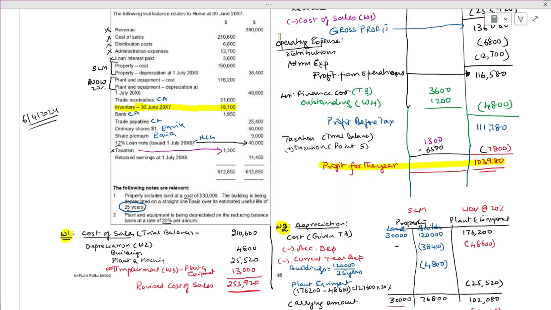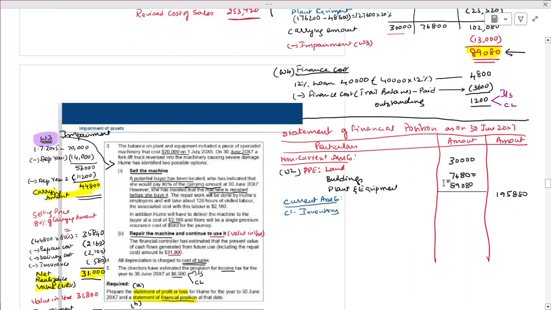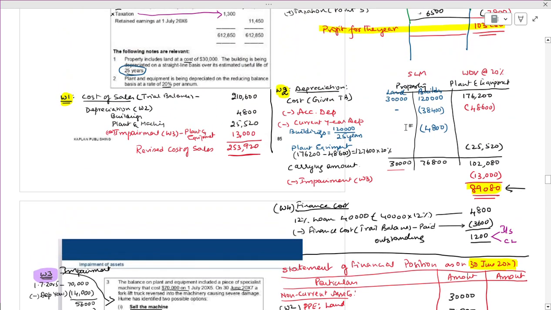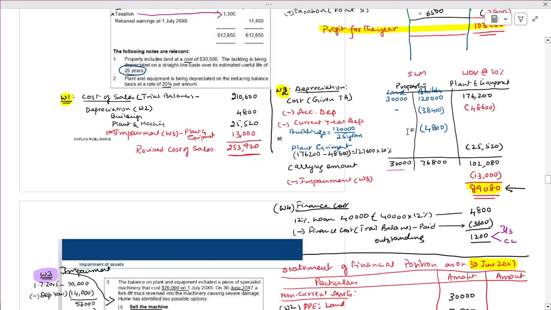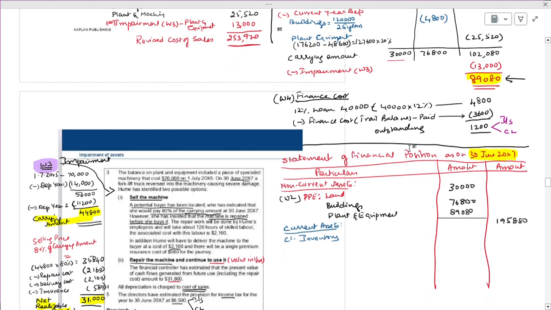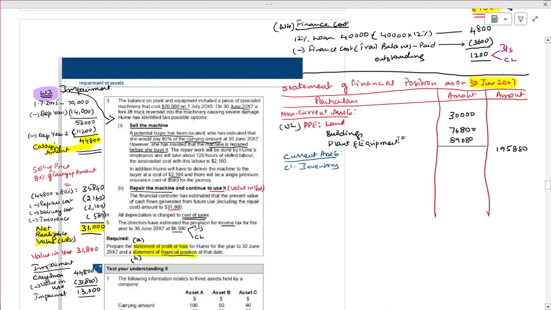Where are you people? What you have to write in current assets is inventory. We are preparing the financial statements on 30th June 2007. On 30th June 2007, how much is the inventory? We will get inventory in the additional information. In additional information, is there any amount of inventory? Check: one, two, three, four, five. Any additional amount of inventory?